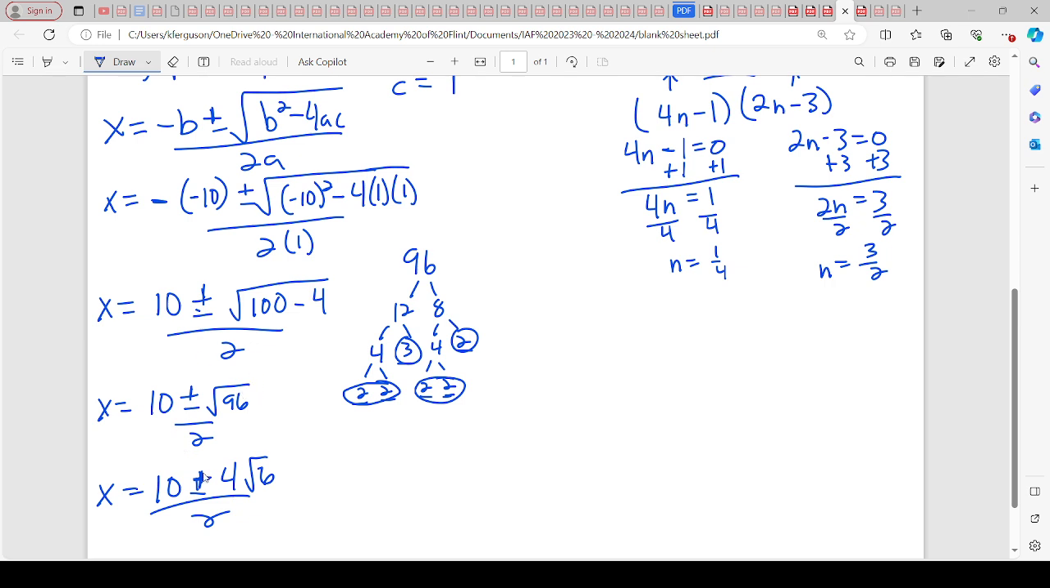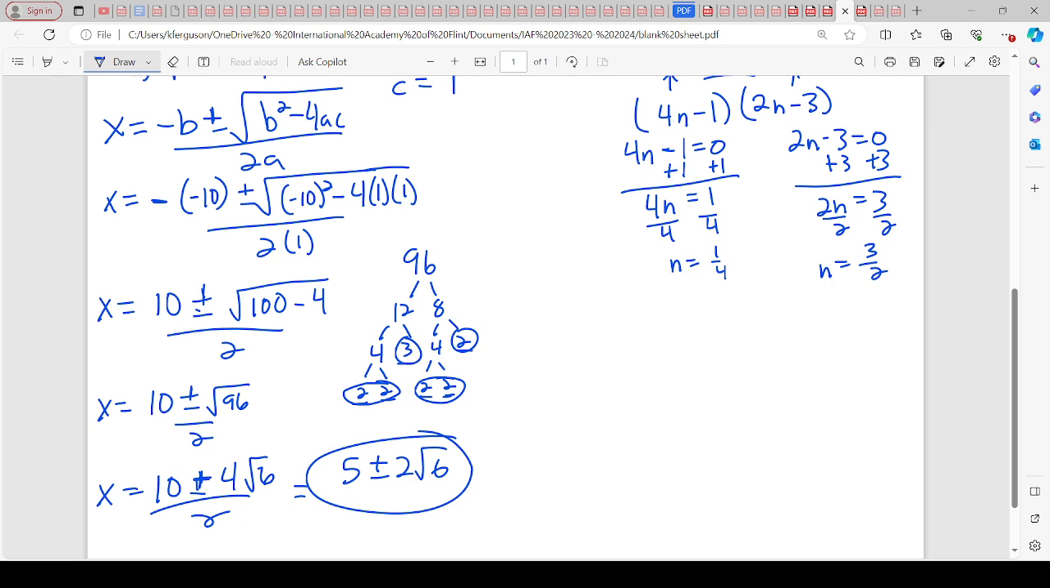Anyway, so last thing I got to do is I need to divide by 2. 5 plus or minus 2 square root of 6 is my answer. That's the quadratic formula.